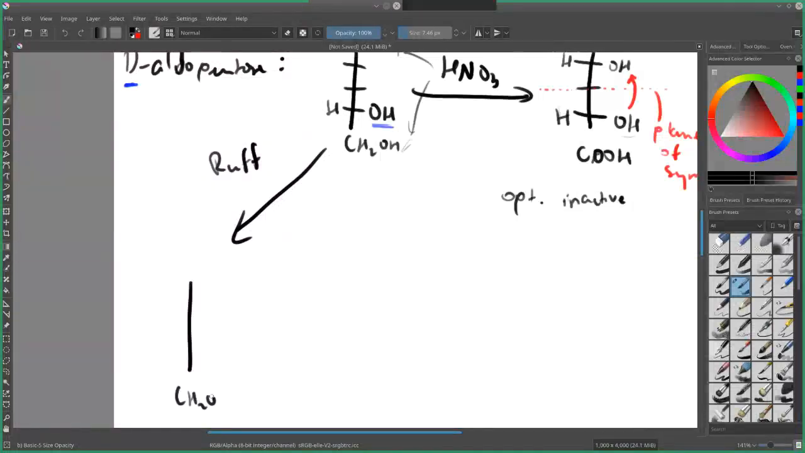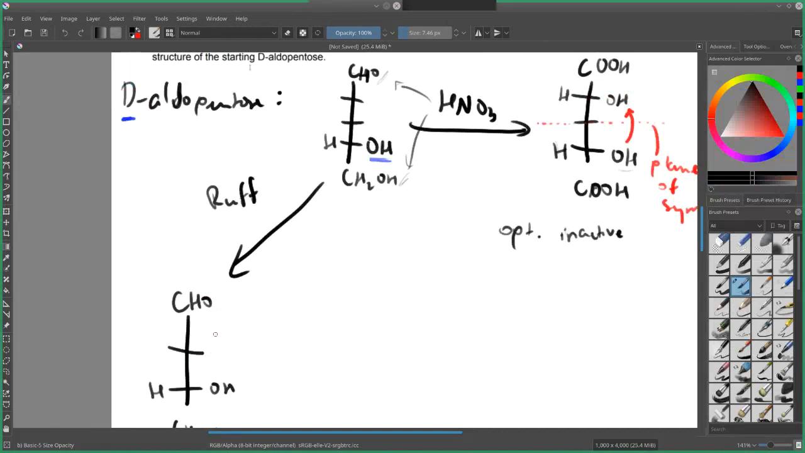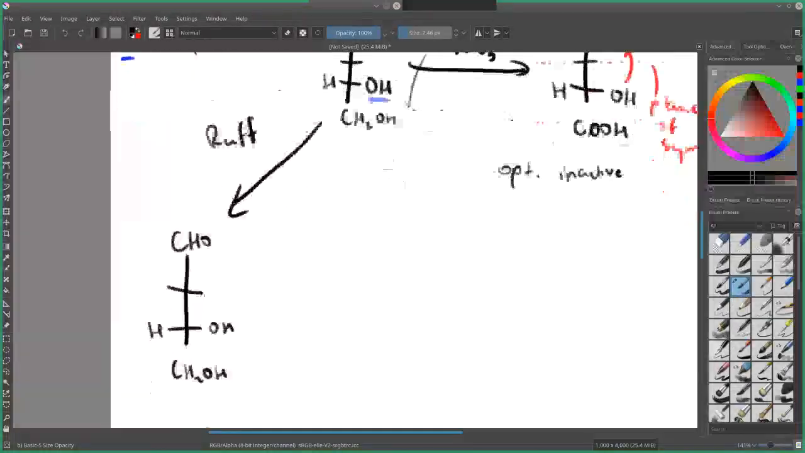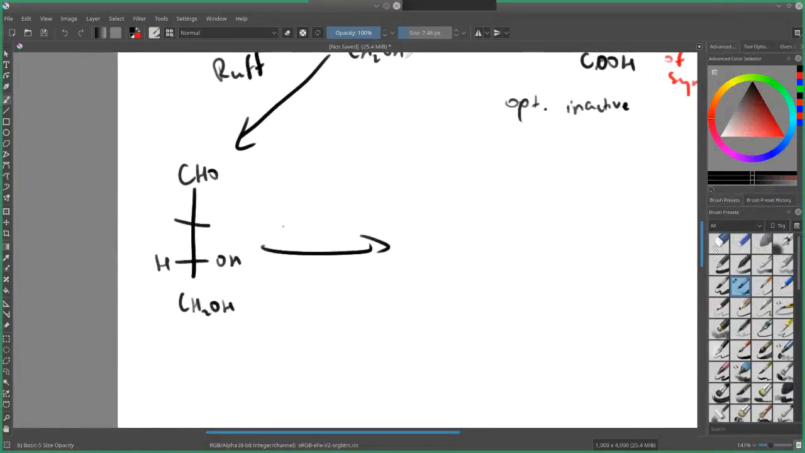So the bottom stays the same. This OH at the bottom is still going to be the same again. We don't know what's right above it. And then we moved our CHO down one. Okay? And then let's look at the problem again. So then we reduced it with NaBH4. And from there, it's optically inactive. Okay? So let's reduce it.